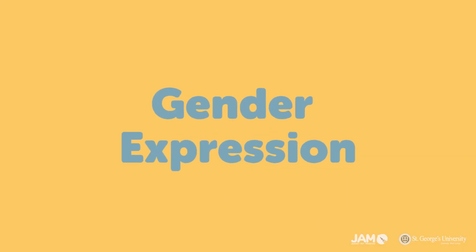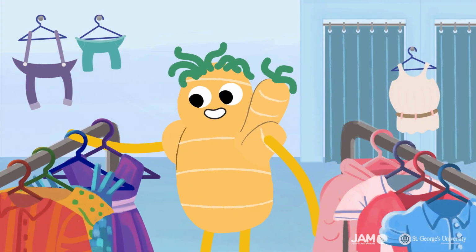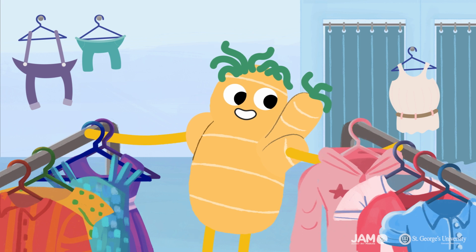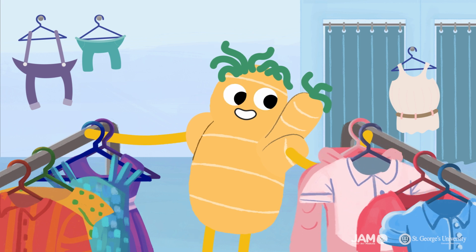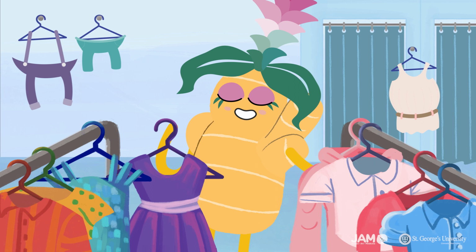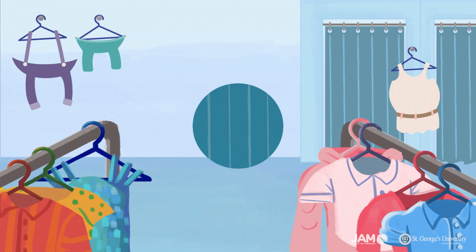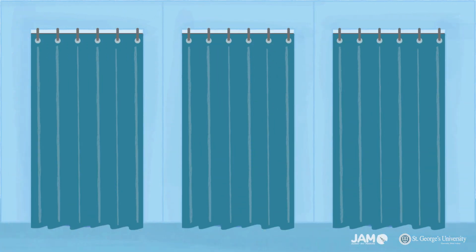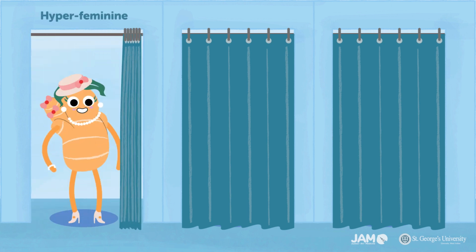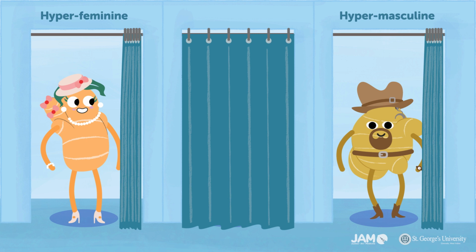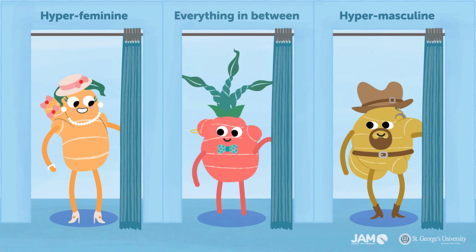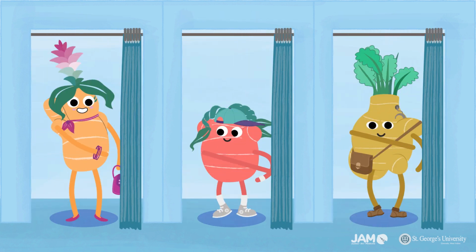Gender expression. Gender expression is about how we choose to express ourselves. We can express ourselves through clothes, hairstyles, makeup, and how we walk and talk. The spectrum goes from what we understand as society to be hyperfeminine and what we understand to be hypermasculine, and of course, everything in between. Ideally, gender expression should be all about what makes us feel comfortable. This is different for every one of us.